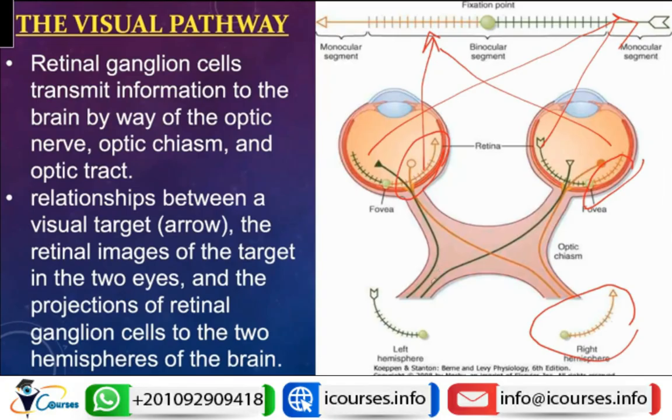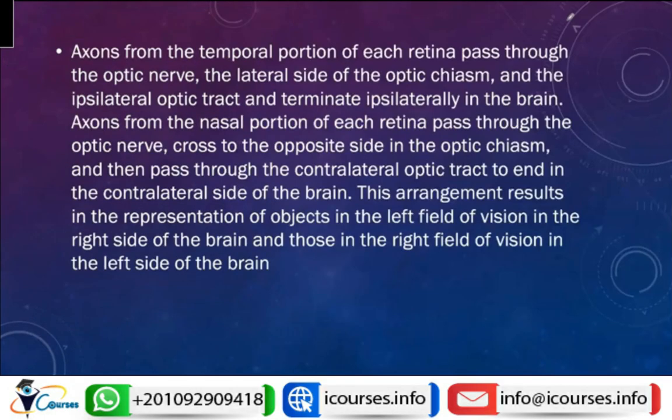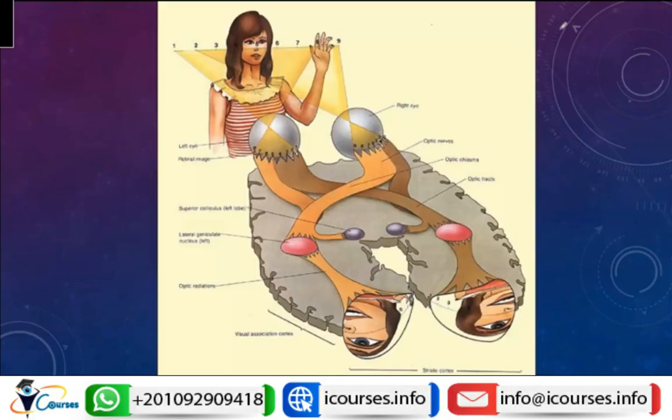and vice versa. The left optic tract will carry impulses from the ipsilateral temporal fibers and the decussated nasal fibers, so that they will pass through the left optic tract, the left lateral geniculate body, the left optic radiation and the left visual cortex. So they will form an image at the left visual cortex, which is of the right field. So this is the summary of these sentences.